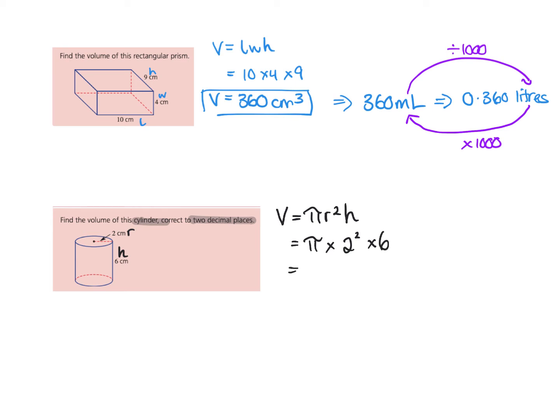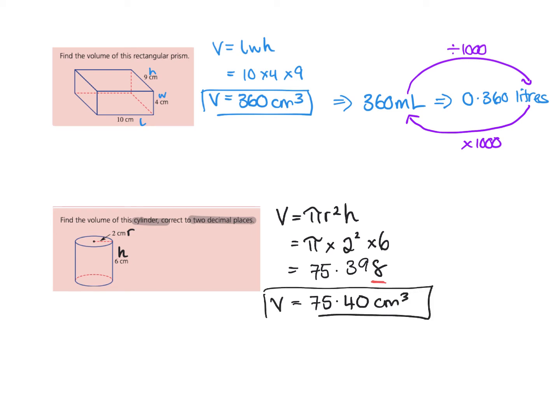Then you're going to do that on your calculator. Okay, so we get 75.398. I'm looking at 3 decimal places because they said 2, and we want to look at this third one. It is above 5, so the 9 has to go up, which means the 3 will have to go up, and it'll be 75.40, and this is centimetres cubed. So this could be like a little shot glass, 75 mils, a bit bigger than that.